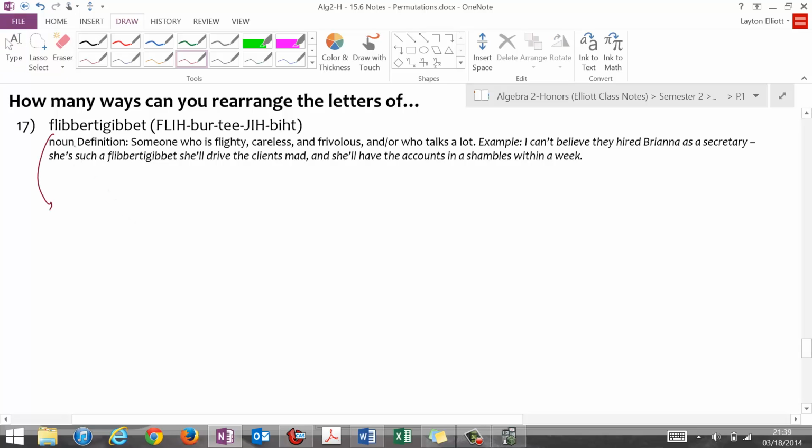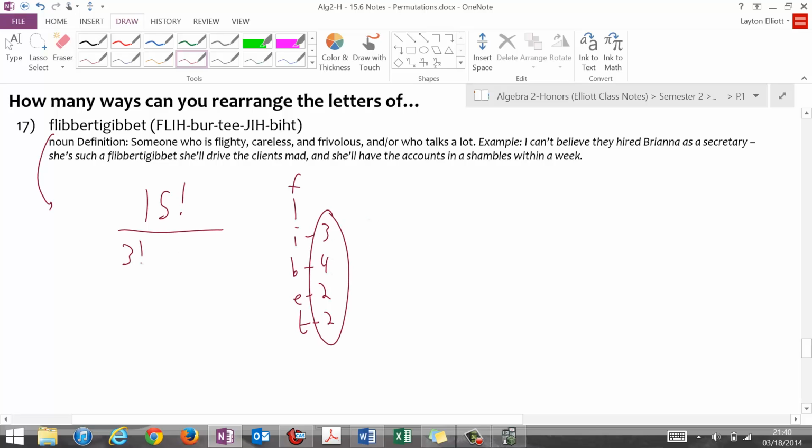We got to count the number of letters in here. So 3, 4, 5, 6, 7, 8, 9, 10, 11, 12, 13, 14, 15 letters. 15 factorial. And then we look to see which ones are in common. So you just kind of have to be careful. F's, I have 1. L's, I have 1. I's, we have 3. B's, we have 4. E's, we have 2. R's, 1. T's, 2. G's are 1. So these are our repeats: 3 factorial, 4 factorial, 2 factorial, 2 factorial.